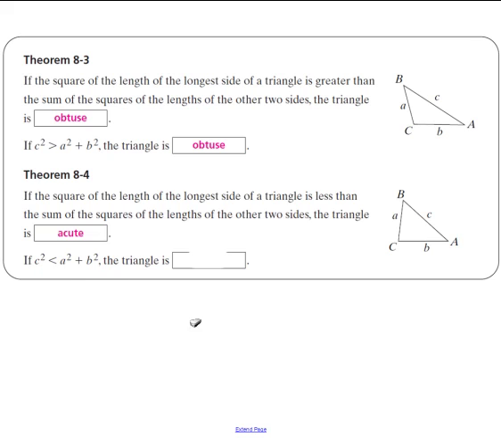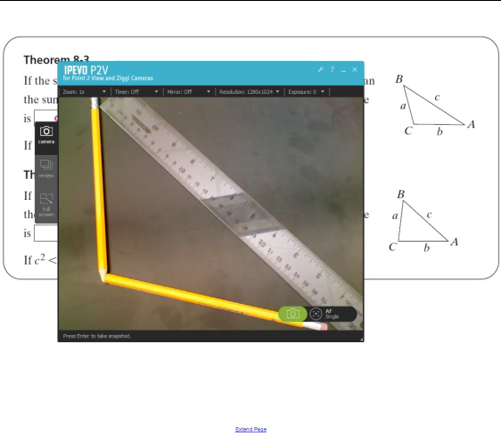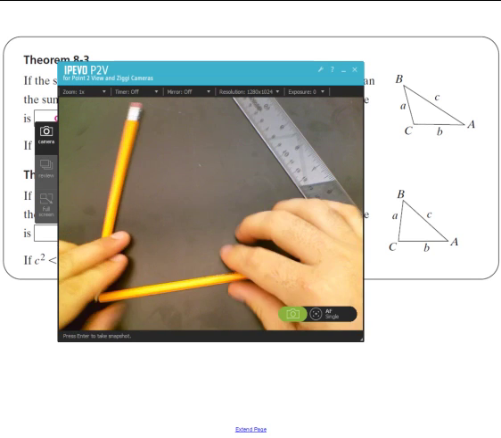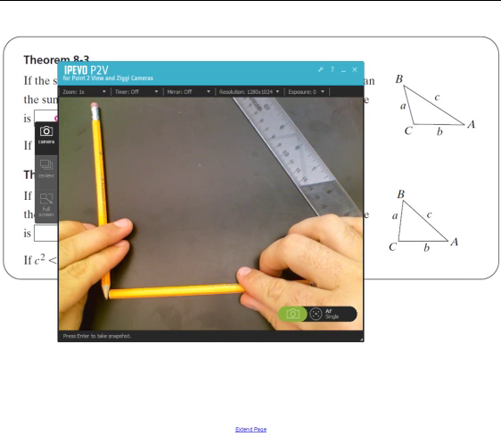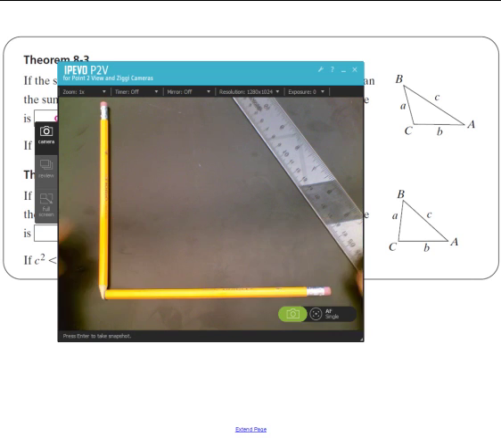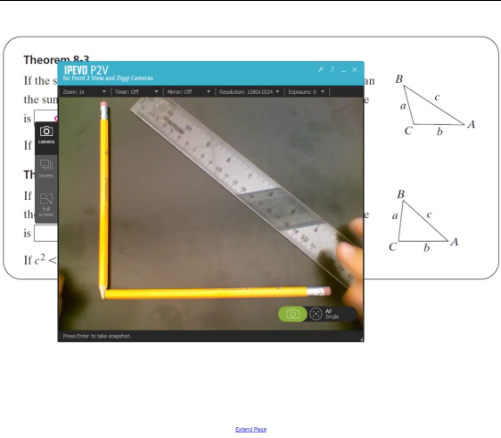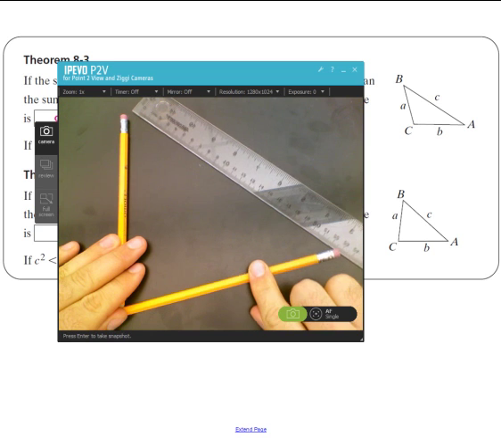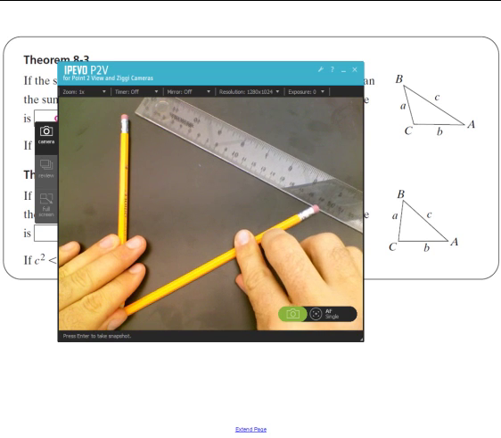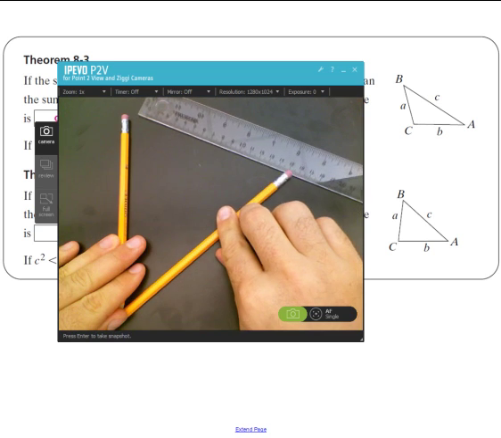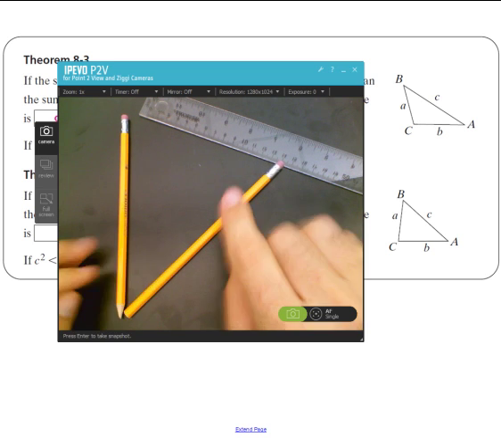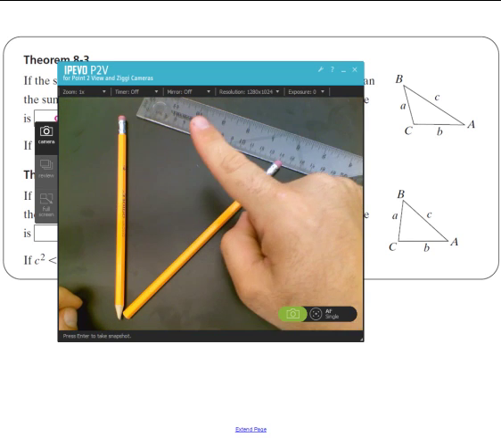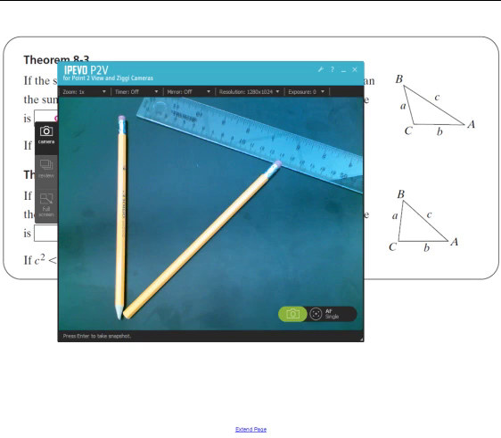So if c squared is less than a squared plus b squared, we get an acute angle, and it's not a right angle. And again, we can look at our pencils here. If we come back to 90 degrees, where we started, and we look at the measurement, and then we make this angle smaller. As this angle gets smaller, notice my measurement of my opposite side is getting smaller and smaller. So as this angle becomes acute, this length up here gets smaller.